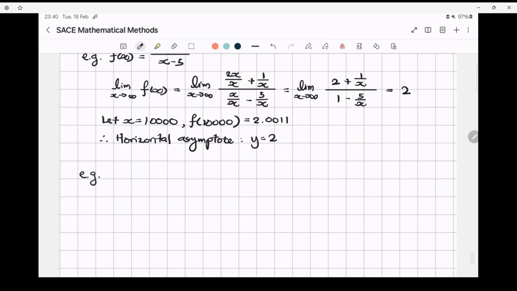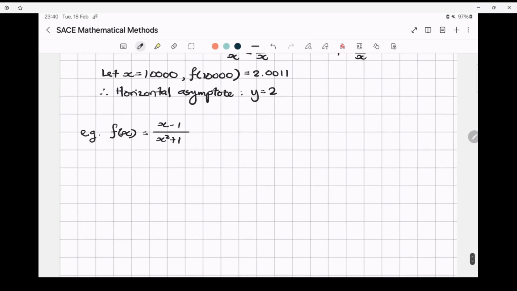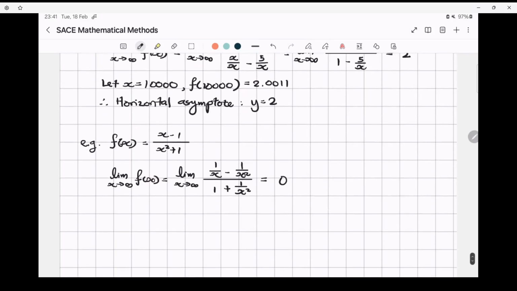So the third example that you can do is to look at, for instance, (x - 1)/(x squared + 1). If you want to do it theoretically, you can study the limit when x approaches infinity. So this time, instead of dividing by x, you divide by x squared. So you have 1/x - 1/x squared over 1 + 1/x squared, since x squared divided by x squared gives 1. When you let x approach infinity, essentially this is 0.